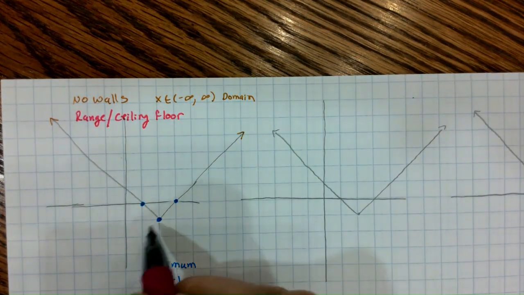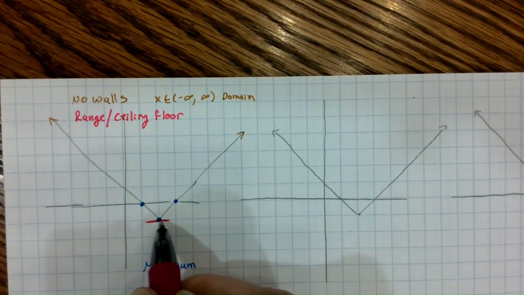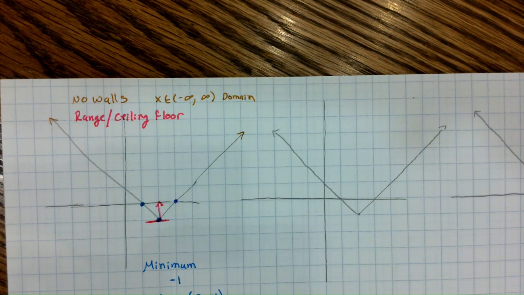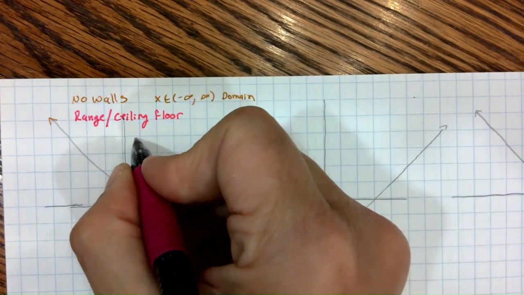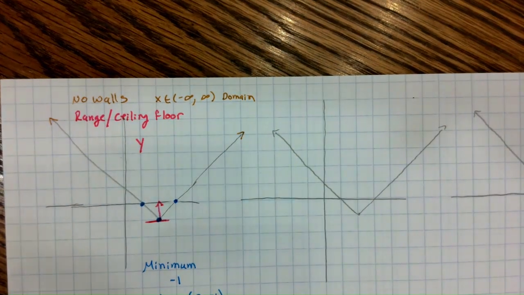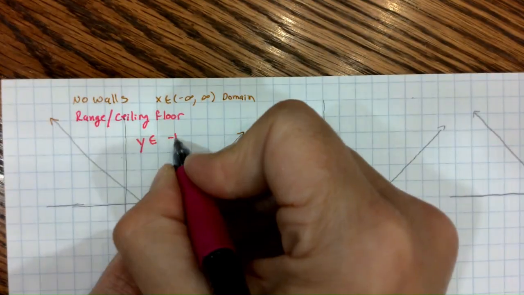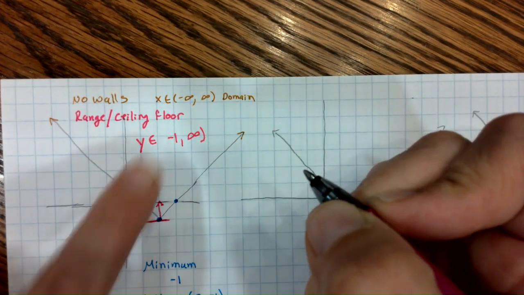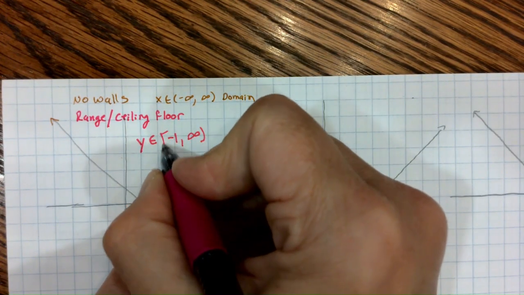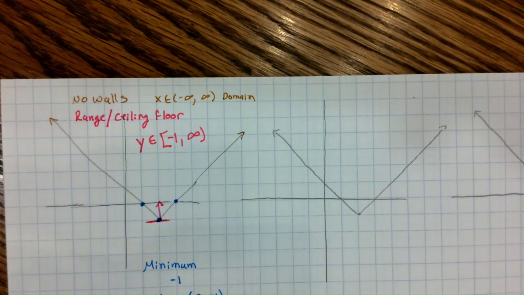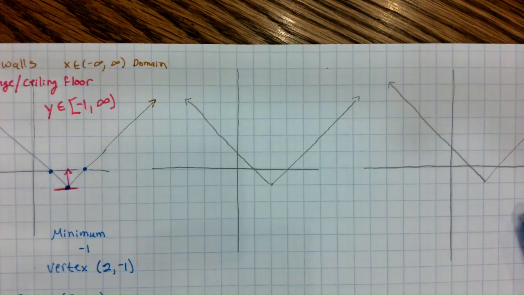Okay, so we bottom out or have a floor of -1, but it continues up from here. So there's no ceiling. So now I'm going to use a y, because we're talking about the y's, is between -1 and infinity. And because there's a dot at -1, we're going to go ahead and use that bracket. Okay, so now I'm going to highlight some other key features.